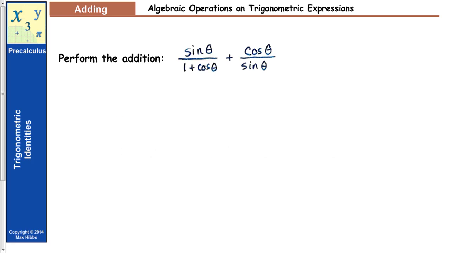Okay, you can see here now we've got two trigonometric fractions, if you will, and we're to perform the addition, add those two fractions together. So let's get started here. So all I've done is rewritten my problem here, and now I need to add these together. Now, to add them together, I need a common denominator, don't I? And the denominator I've got here on the left and the denominator I have on the right, the left fraction and the right fraction, they don't have any common factors.